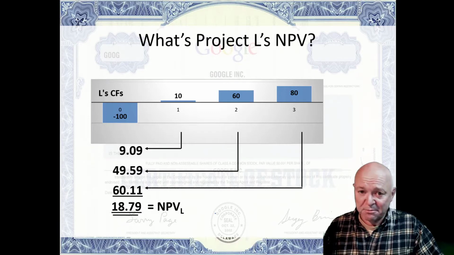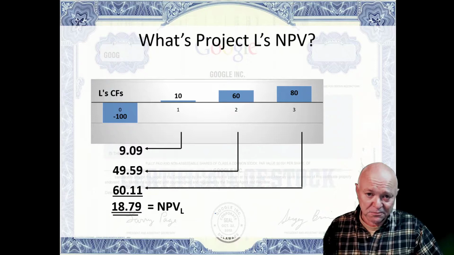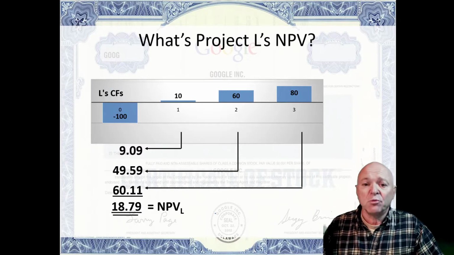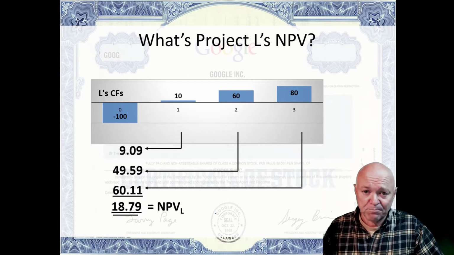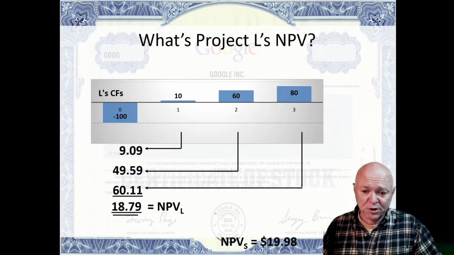It's a positive NPV. Anytime the NPV of a project is greater than 0, or even equal to 0, we'd say that that project is providing us with a good rate of return. Any positive number. And that becomes our decision rule. We like 18.79, we would accept that project.